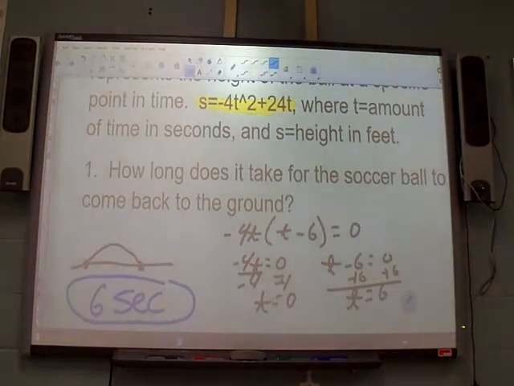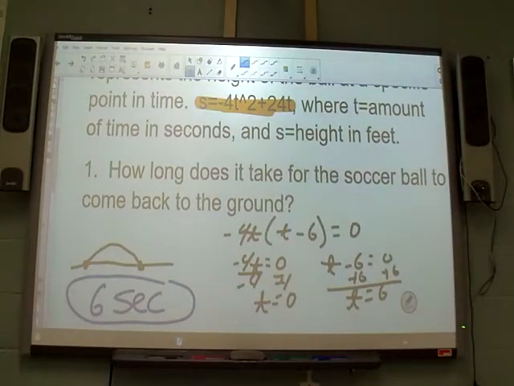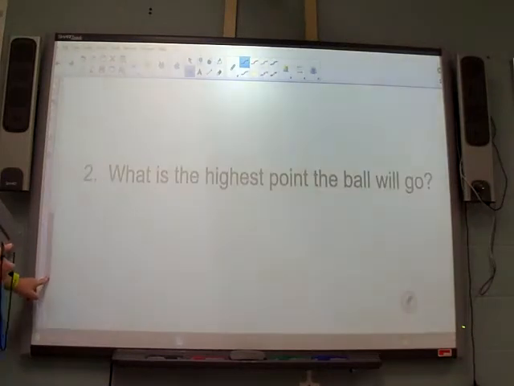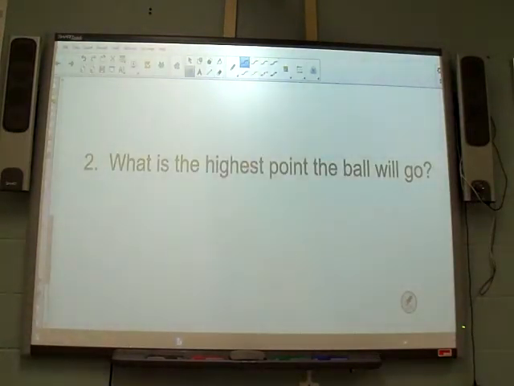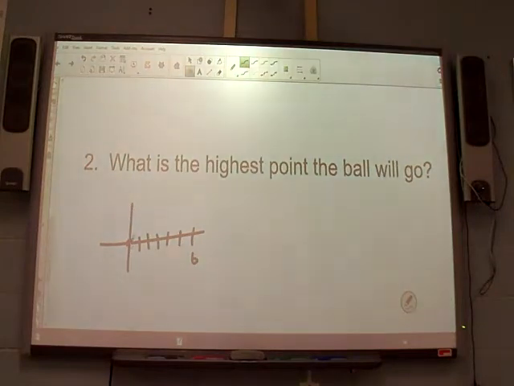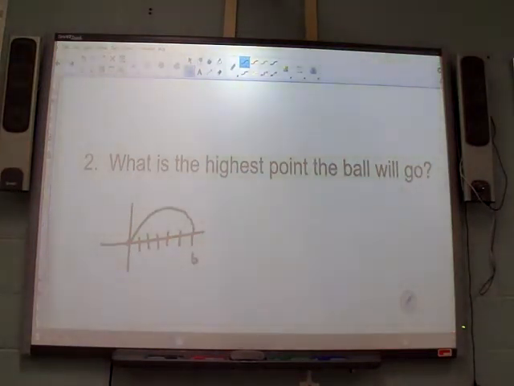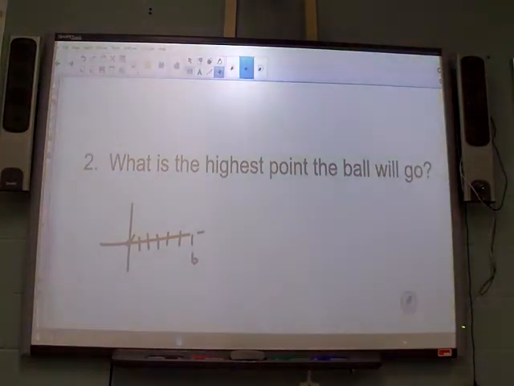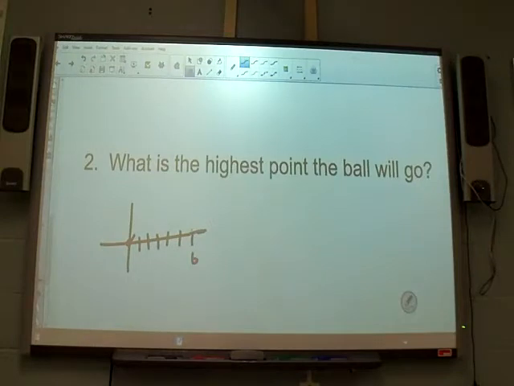Okay, so there's our first answer. I've got another follow-up, just like your assignment's going to have. The next question, what's the highest point the ball will go? So if we think about them, we've got our 0, 1, 2, 3, 4, 5, 6. We kick it, it comes back down. I didn't draw that very well. Let me try again. We know that a parabola is symmetrical. So 6.